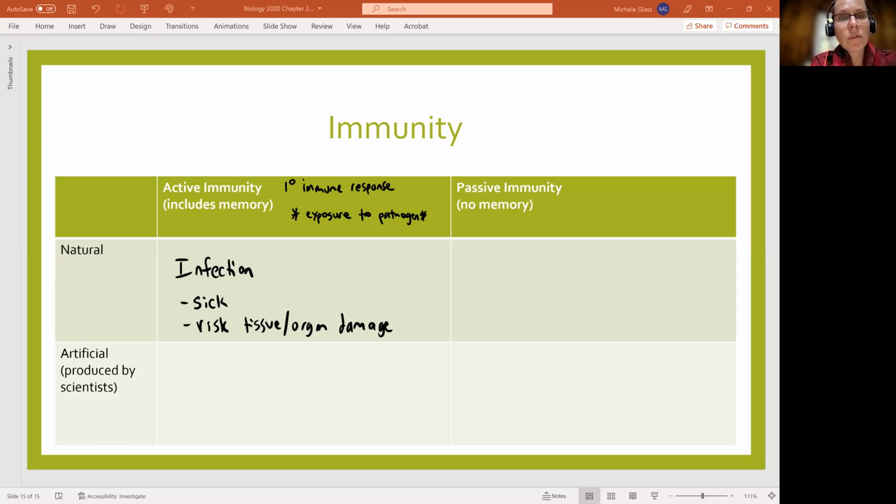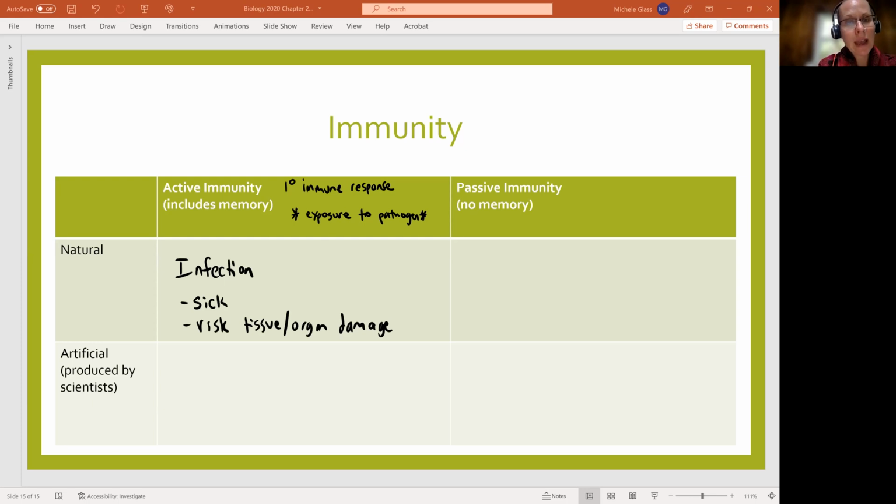But then some of our infections actually risk tissue and organ damage that we're then living with for the rest of our life, right? And so actually getting your natural active immunity is great in terms of you should not have to have later illness, but not so great in terms of actually being sick, actually feeling bad, and risking damage to your body that can be lifelong damage.